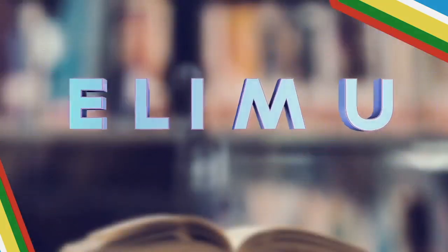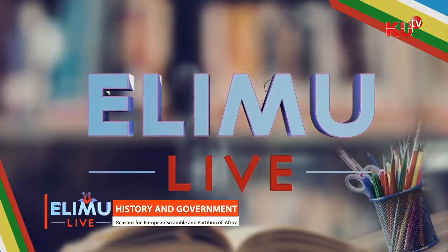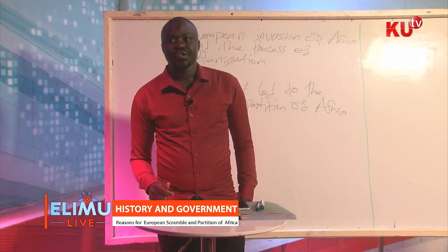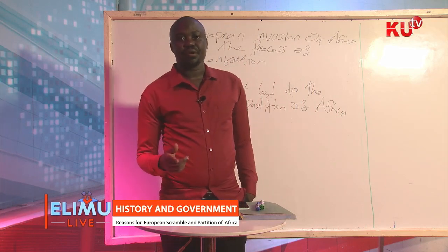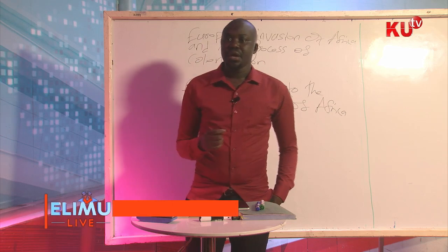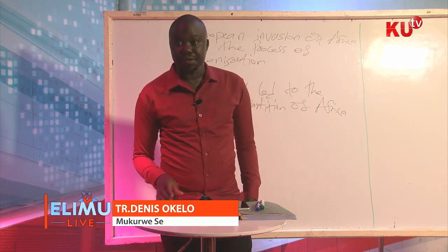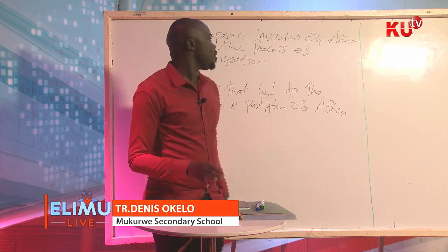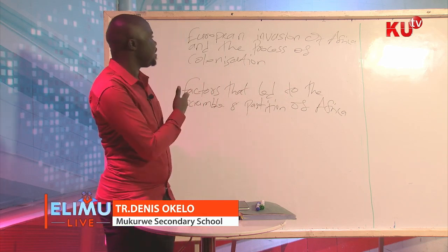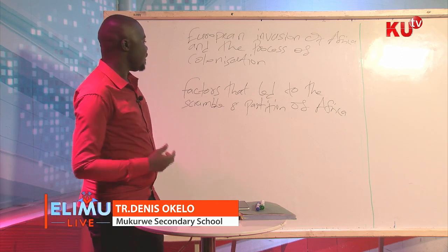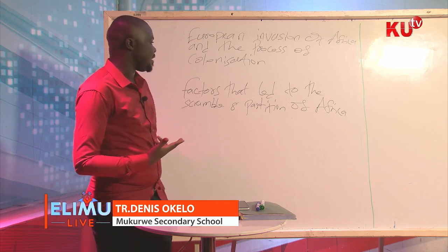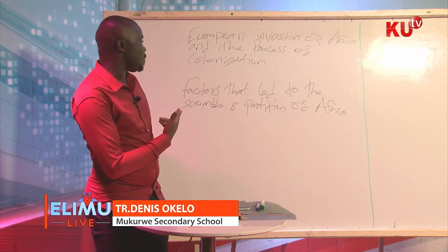Much. Today we're going to learn about the factors that led to the scramble for Africa. This is a broad unit, but I've narrowed down to this subtopic. The topic is European invasion of Africa and the process of colonization, and we are going to study particularly the factors that led to the scramble and partition of Africa.